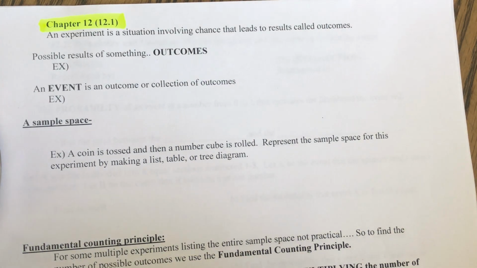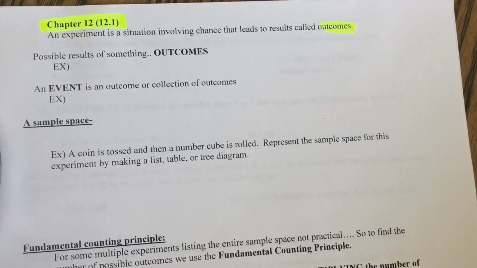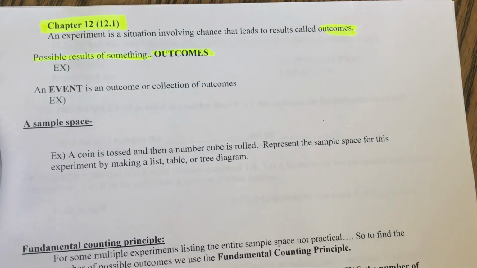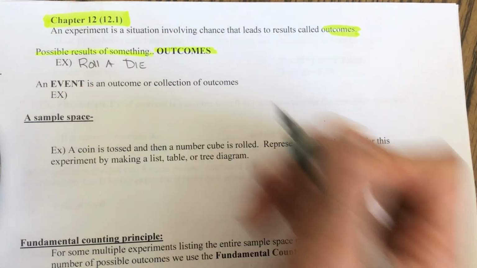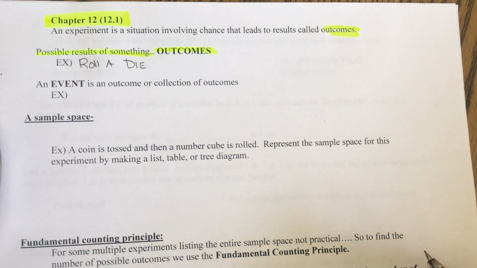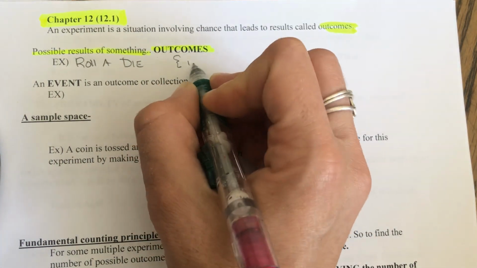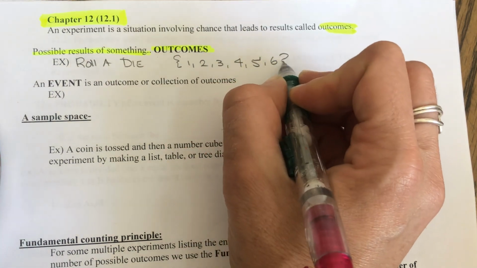An experiment is a situation involving chance that leads to results called outcomes. Okay, so a possible outcome is a possible result of something. For example, if you roll a die, the outcomes you would get would be 1, 2, 3, 4, 5, 6. So those are your outcomes.